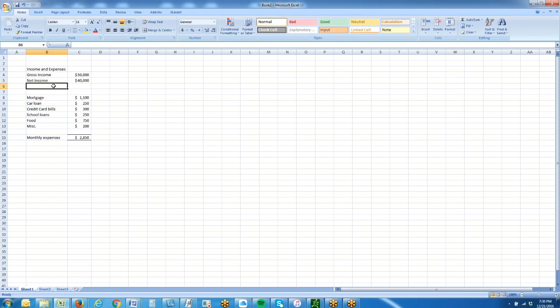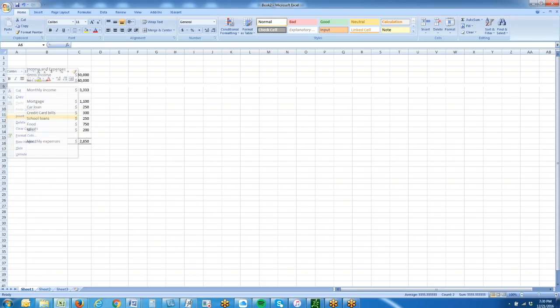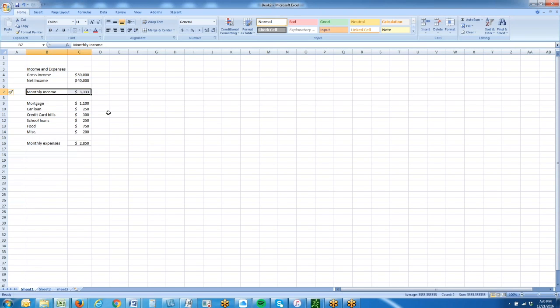But I'm going to do the same thing up here for monthly income. So we put in our annual net income. So I want to do the monthly net income. So I'm going to do equals 40,000 a year divided by 12. And so it's 3,333. So I'm going to insert a line in there to separate it and format it.